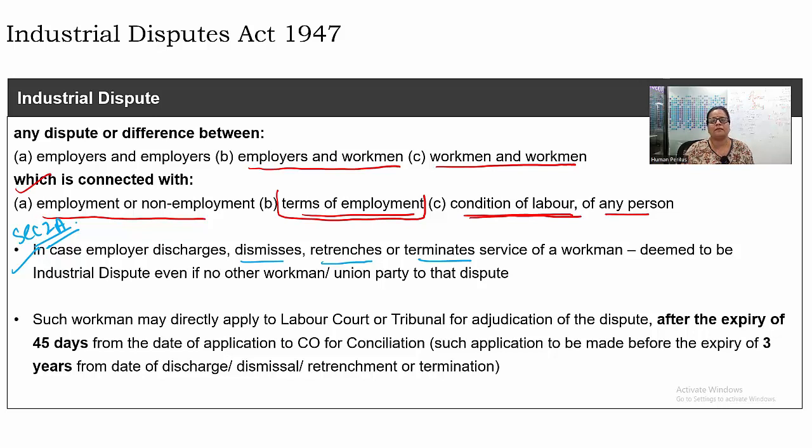सेकेंड पार्ट में भी इसी पर्सन को एक और प्रिविलेज दिया गया है, जहां पर कंसिलिएशन ऑफिसर के पास केस चला गया है, एक पर्सन डिस्चार्ज हो चुका है, डिसमिस हुआ है या रिट्रेंच हुआ है या उसकी सर्विसेज को टर्मिनेट कर दिया गया है. तो ऐसा वर्कमैन अगर कंसिलिएशन ऑफिसर के पास केस चला गया है और after the expiry of the 45 days no response has been received from the conciliation officer with respect to such dispute, then this workman has the right to move directly to the labor court or tribunal for adjudication of this dispute.